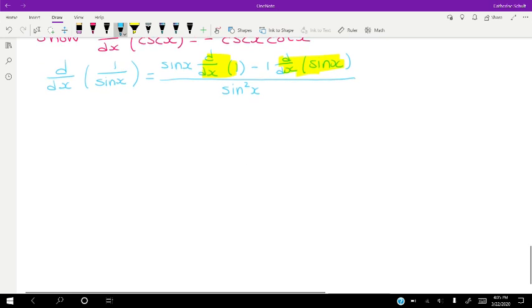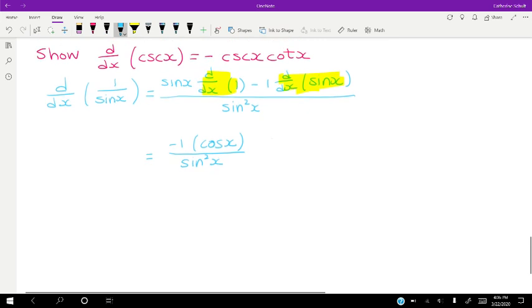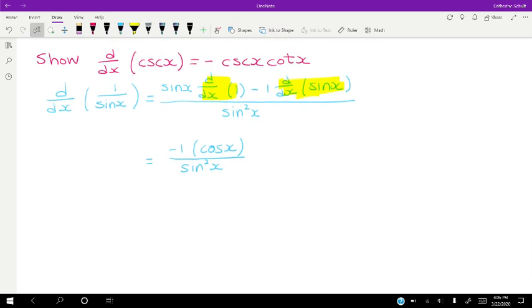It's cosine. All right, and then 0 minus 1 times cosine, or negative cosine, right? So negative 1 times cosine of x over sine squared x. Okay, and now at this point it's always helpful to look back and see where we're trying to go. I have just one expression here, but look at our answer: we have a cosecant times a cotangent.